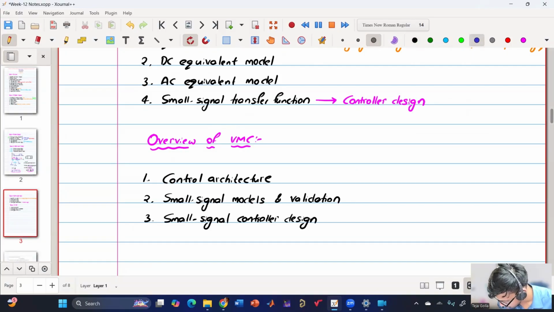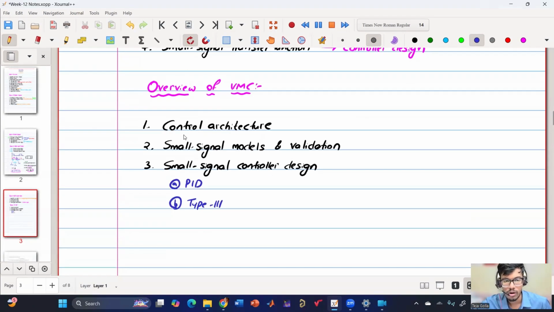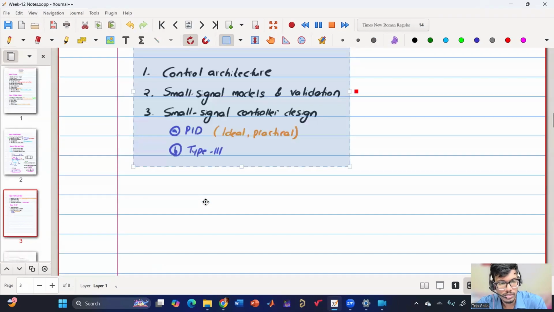So we have learned about PID, practical PID and ideal PID. Then we have also seen type 3, where we have more freedom to tune bandwidth as well as phase margin, whereas in the case of PID we have only fixed phase margin and bandwidth is adjustable. In the case of PID, we learned about ideal PID and why we need practical PID. All these aspects we have discussed in voltage mode control, and then we moved to current mode control, and we did almost the same thing.